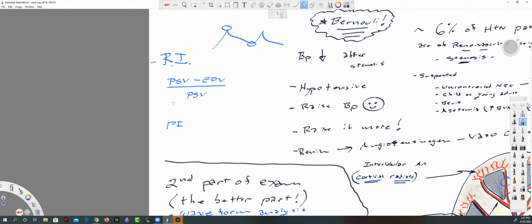Different researchers use different indexes for different things. And honestly, it's getting so much into the weeds as to why they use a different index. Like a pulsatility index is very similar because it's going to give us the same thing.